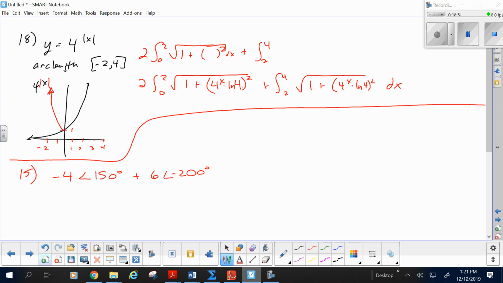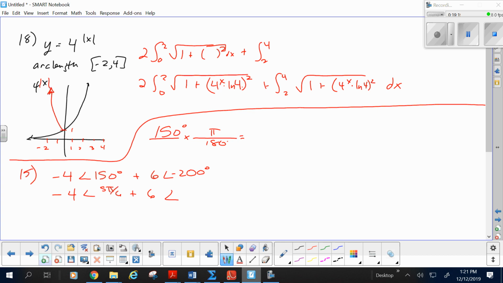Convert them to radians? Okay. How do you convert anything into radians? What's the unit multiplier? Pi to 180. This is actually something you need to do quite a bit in second semester. Now 150, you probably knew that already. That's a reference angle, 5 pi over 6. But the other one, not so much. What is negative 200 in radians?